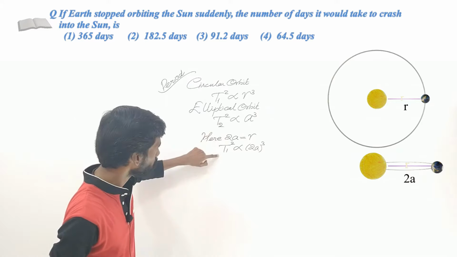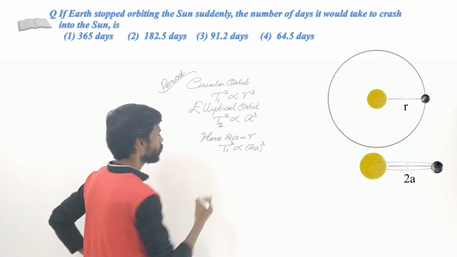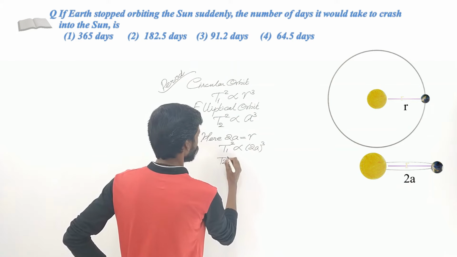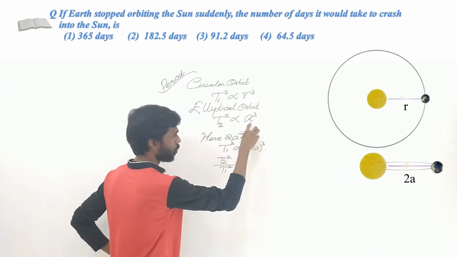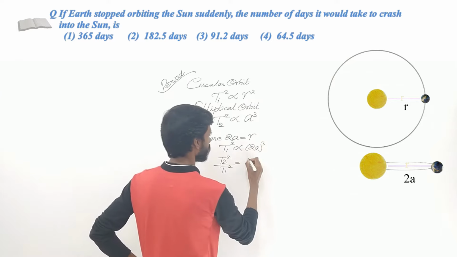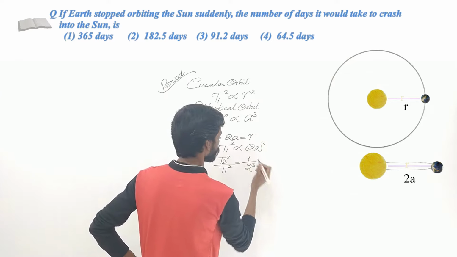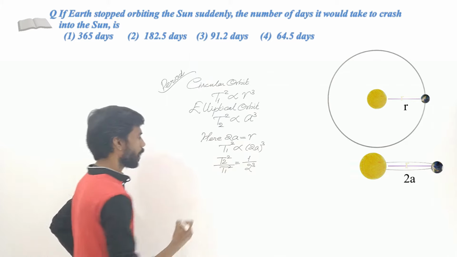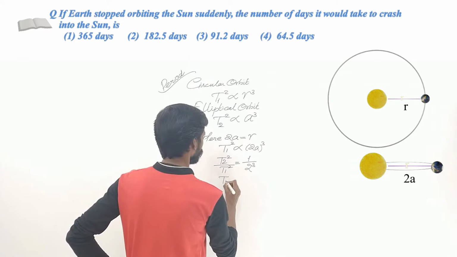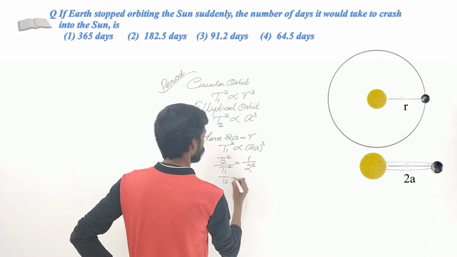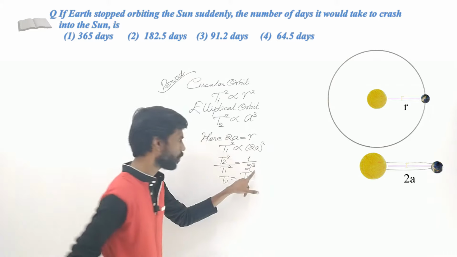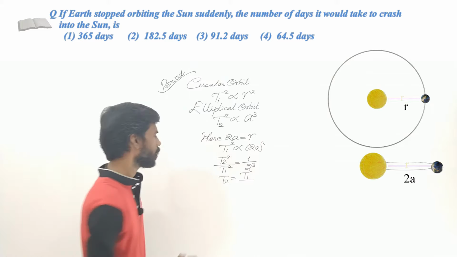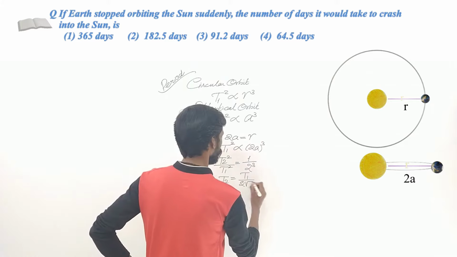Alright, now let us solve this equation. Let's divide these two equations. Since they are proportional, the ratio must be equal. So T2 squared divided by T1 squared must be equal to a cube over a cube, which gets cancelled, so 1 divided by 2 cube. Now that gives you our required answer: T2 is equal to T1 divided by the square root of 2 cube, which is 8. The square root of 8 can be written as 2 root 2.